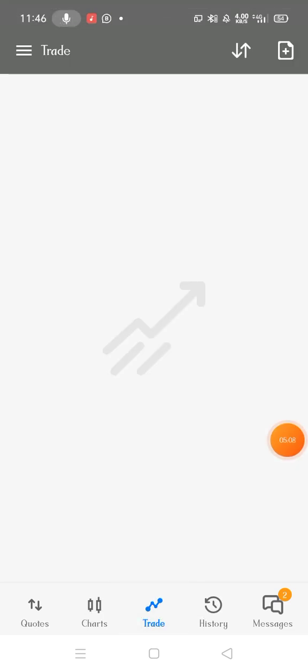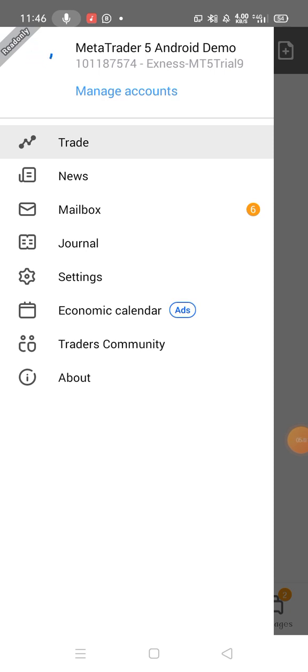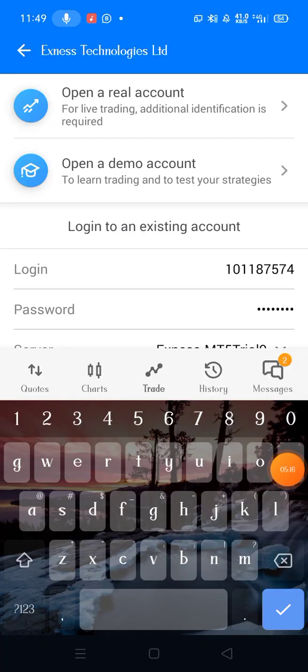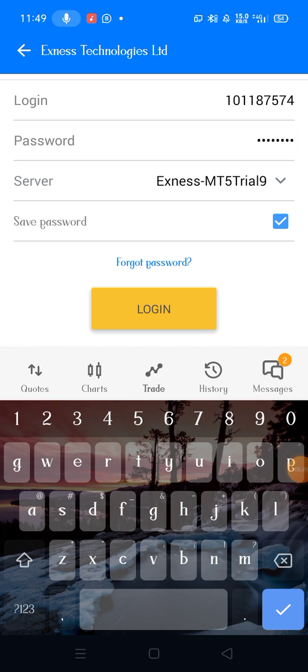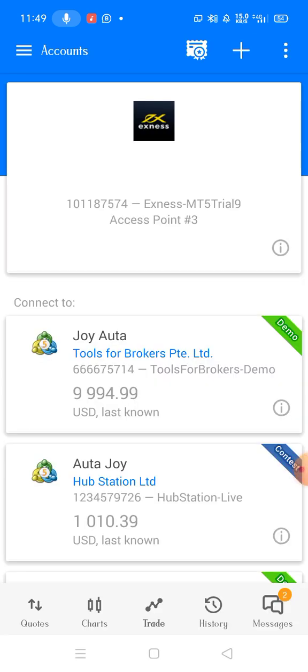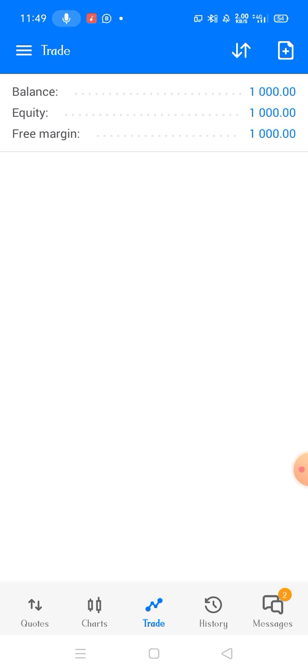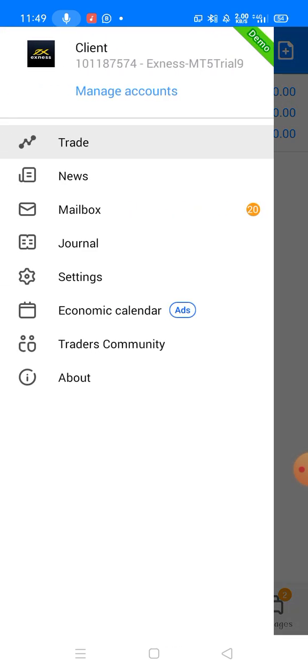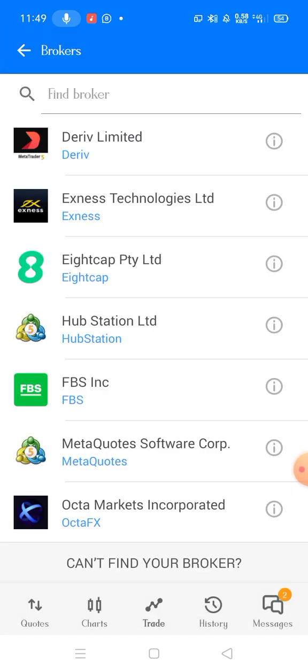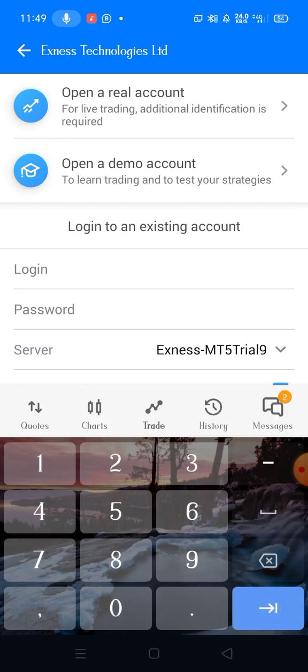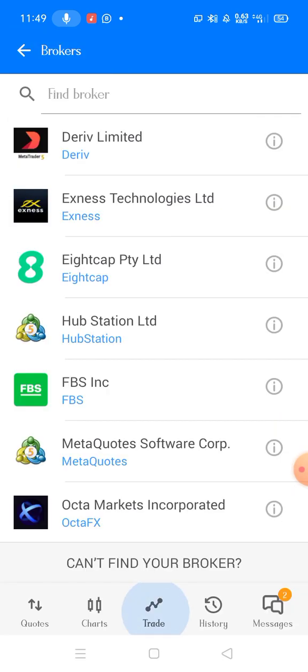It could be slow sometimes, so we wait. Good, we've been given the account. All right, now this is what it looks like. It's so simple. You put in your login and your password. The password is the password you used in signing up on XNES. Then you search for it. It's as simple as this.